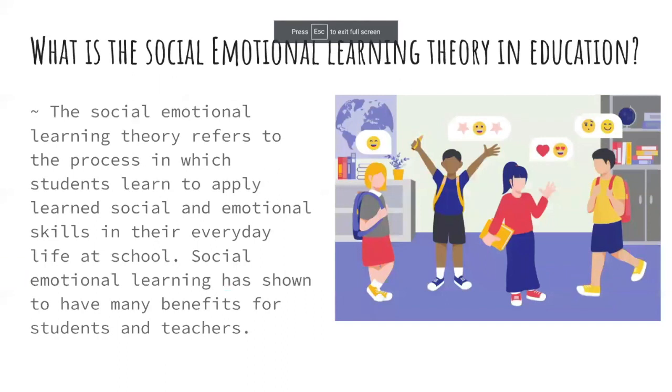So, what is the social emotional learning theory in education? The social emotional theory refers to the process in which students learn to apply learned social and emotional skills in their everyday life at school. Social emotional learning has shown to have many benefits for students and teachers alike.